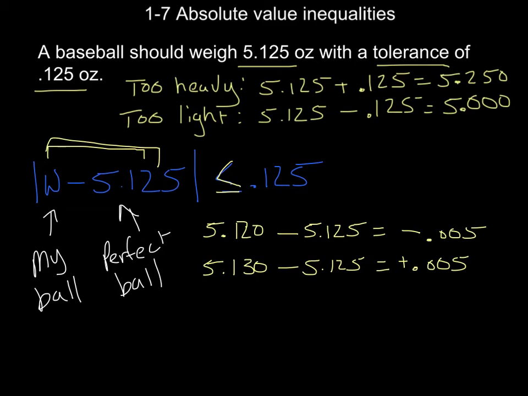So then the question is, what does the absolute value do? Well, remember the absolute value says, I want to know how far away I am from zero, and absolute values are always positive. So I don't care if I'm too light or if I'm too heavy, I just don't want to be more than 0.125 off. And let's see how that plays out with the numbers. So absolute value here, the absolute value of a negative number is a positive number, and the absolute value of a positive number is still a positive number.